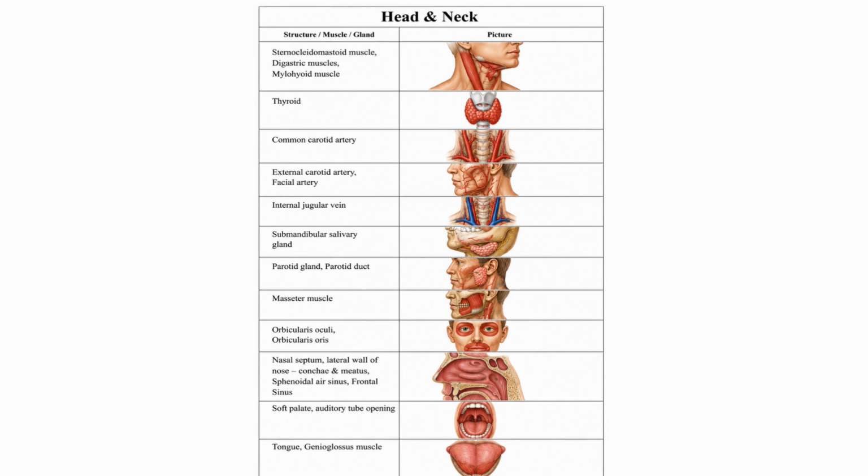Orbicularis oculi, you have to know the three parts of orbicularis oculi, which helps in closing the eyelid, and orbicularis oris helps to close the lip, and both orbicularis oculi and oris are supplied by the facial nerve.